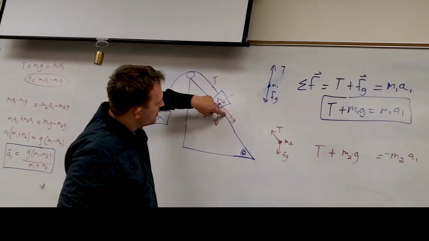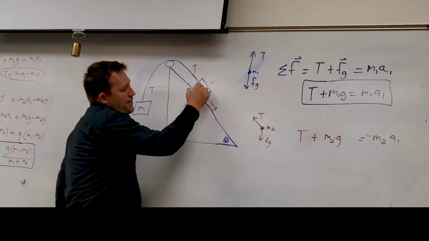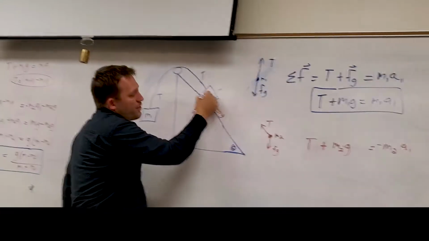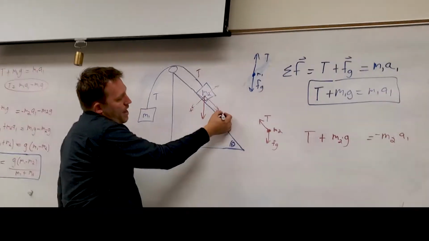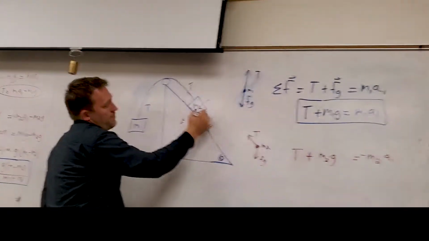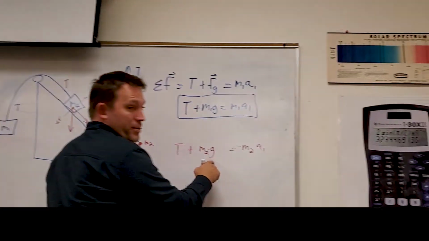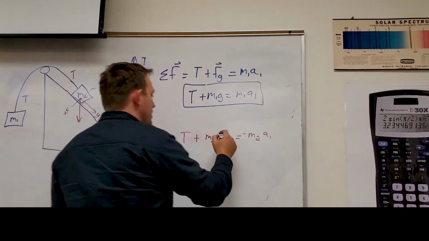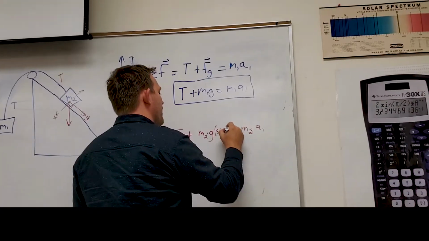But one of the consequences is, if I want to know how much of my gravity is in this direction, it is no longer the cosine, because we're not in the horizontal. The y means that we're going to be using a sine of this angle to find that force. So instead of just m2 times g, it's m2 times g times the sine of theta.